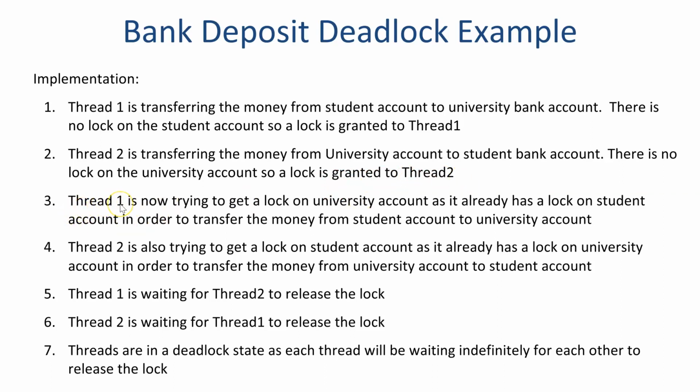Now thread 1, who has a lock on the student account, is now trying to get a lock on the university account in order to transfer the money from student account to university account. And thread 2, which has a lock on the university account, is also trying to get a lock on the student account, in order to transfer the money from university account to student account. So thread 1 is waiting for thread 2 to release the lock so that it can complete the transaction of withdrawing the money from a student account to university account. And thread 2 is waiting for thread 1 to release the lock on the student account so that it can transfer the money from university account to the student account. The threads are in a deadlock state, as each thread will be waiting indefinitely for each other to release the lock.